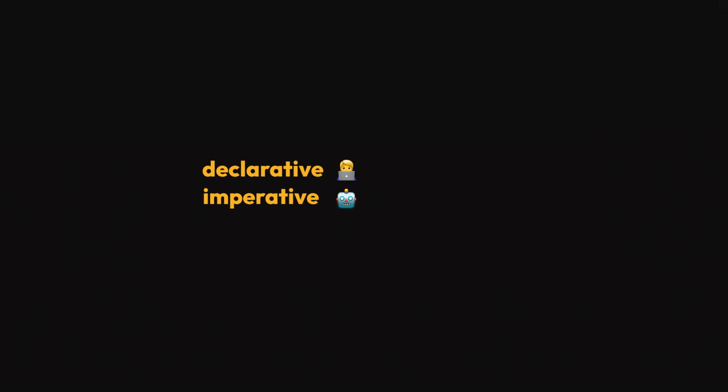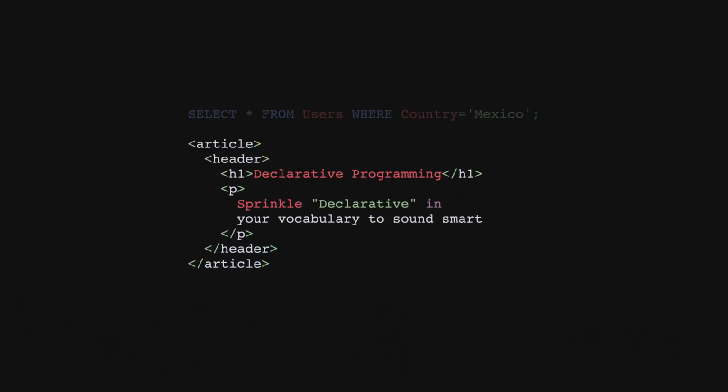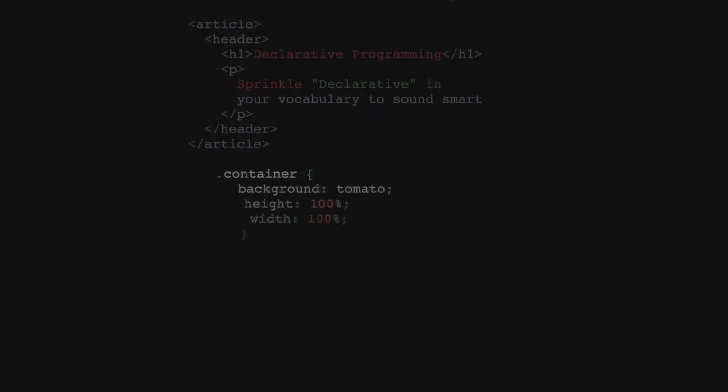Now, if it still hasn't clicked, let's look at some purely declarative code. Here's some SQL which is selecting all of our Mexican users. It's the perfect representation of declarative code. We're describing exactly what we want, Mexican users, without having to instruct the computer how to do it. Another example of declarative code is HTML. We're not concerned with how the web browser is parsing our article element and displaying it to the screen. Instead, we describe what we want, a new header and a paragraph, rather than how we want it. Another example, CSS. Again, what, not how.